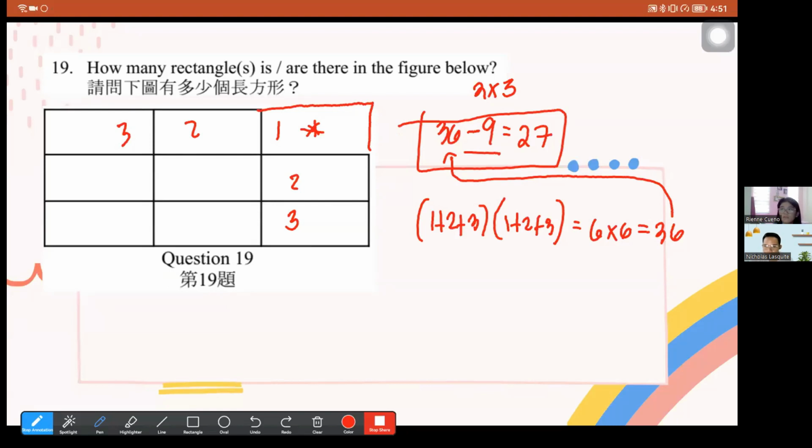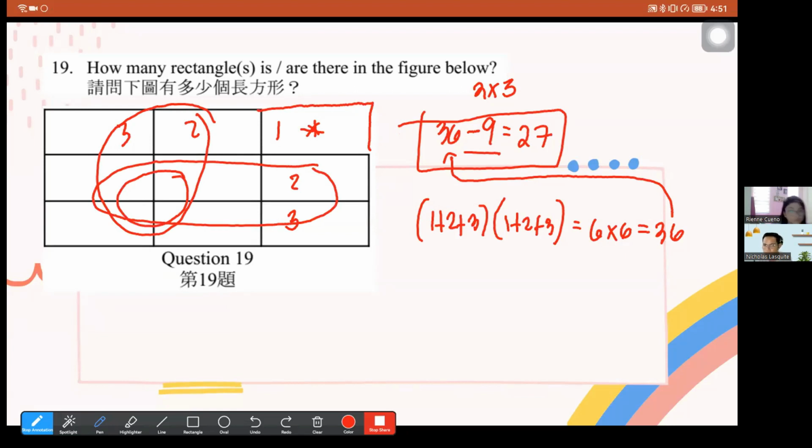Or, yeah, you can also try to solve for this one and then solve for that one and then subtract the overlap here. That is another solution. Okay, you can also do that.